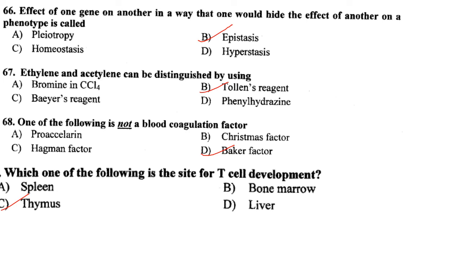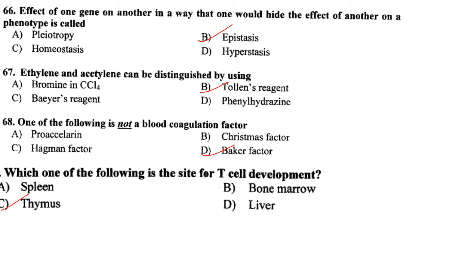Now effect of one gene on another in a way that one would hide the effect of another on a phenotype is called as epistasis. Answer is option B. Ethylene and acetylene can be distinguished using Tollens reagent. Option B. One of the following is not a blood coagulation factor. It is Baker factor, that is not a blood coagulation factor.